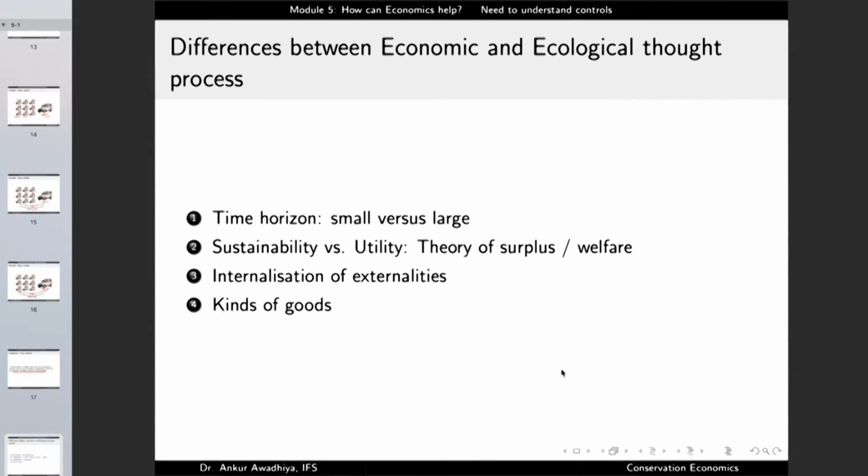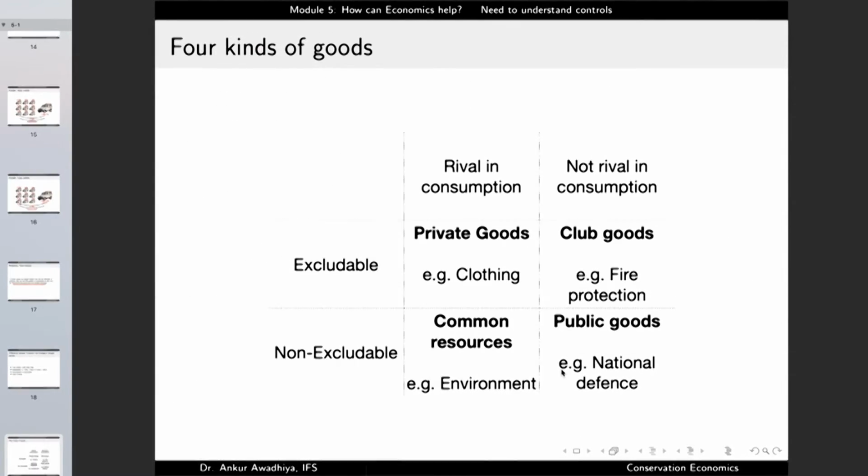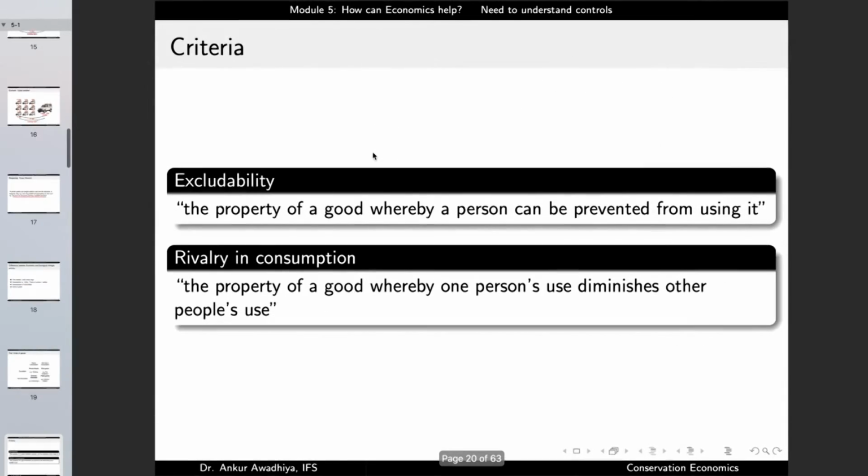Another difference between the economic and the ecological thought process is the kinds of goods that we are concerned with. We can divide goods and services into four different categories based on two concepts: whether they are excludable and whether they are rival in consumption. Now, what does this mean? Excludability means the property of a good whereby a person can be prevented from using it.